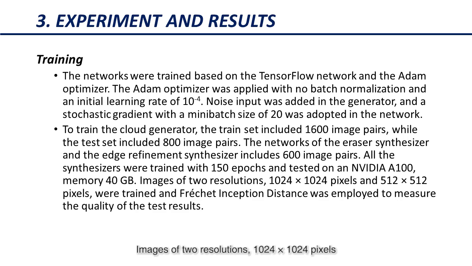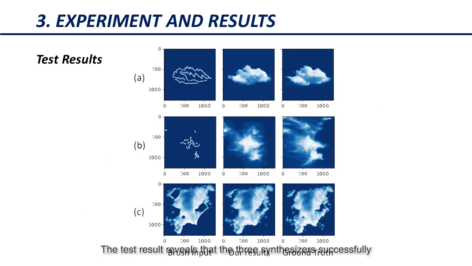Images of two resolutions, 1024 by 1024 pixels and 512 by 512 pixels, were trained, and Fréchet Inception Distance was employed to measure the quality of the test results. The test result reveals that the three synthesizers successfully generated convincing volumetric clouds. The nearest neighbors corresponding to the ground truth were visually distinct, suggesting that the networks do not simply memorize training data, but also obtain diversity.